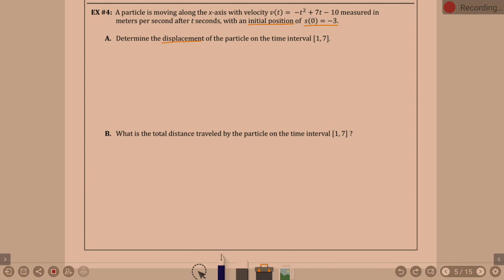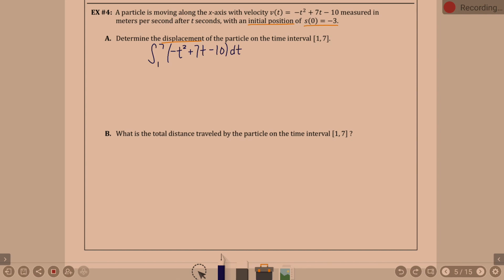Okay. So displacement, now what the other piece you said, we're trying to do the displacement. And again, that's something that was on that first page yesterday, right? Yeah, displacement. We're looking here at the integral from 1 to 7 of negative t squared plus 7t minus 10 dt. So again, to find that change in placement, we are looking at this.